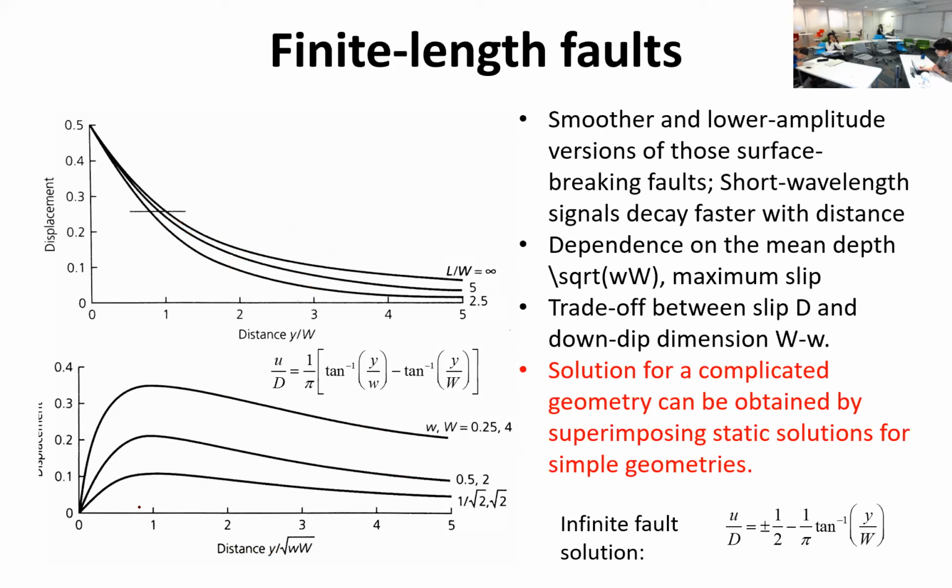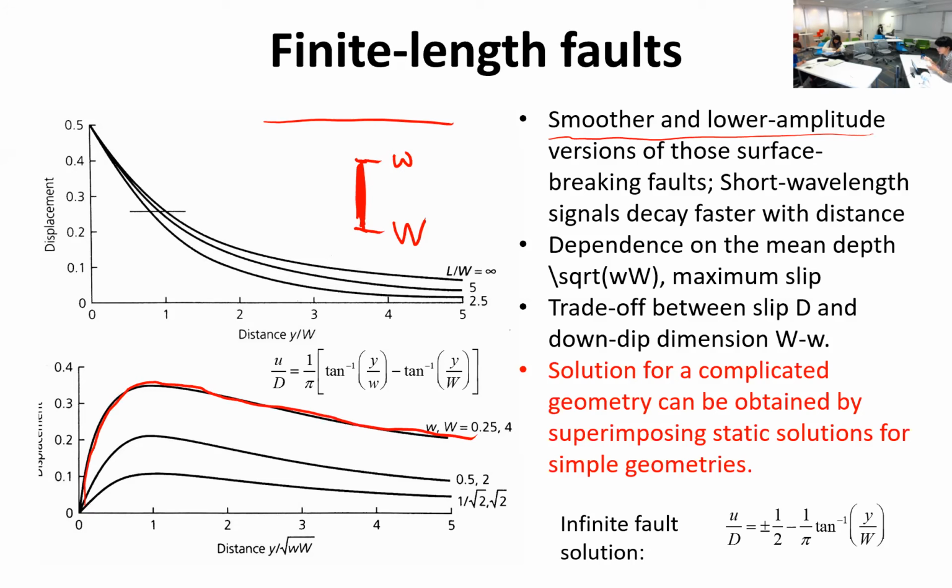And another example is that instead of having the fault run all the way to the surface, like a surface cutting fault, in some cases the fault is buried from, say, a depth of little w, so I use little w here, to a depth of big W. For this kind of case, because the fault is buried, all those high frequency or short wavelength signals will decay very fast with distance. It does not express itself directly on the surface. So we're going to have very smooth and lower amplitude displacement compared to those surface breaking faults.